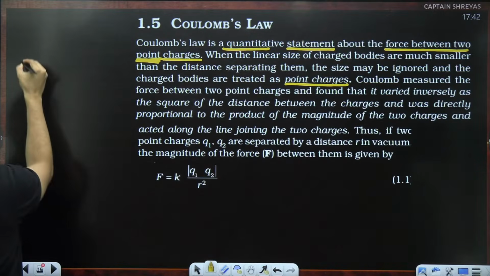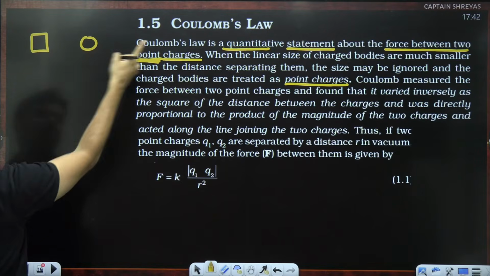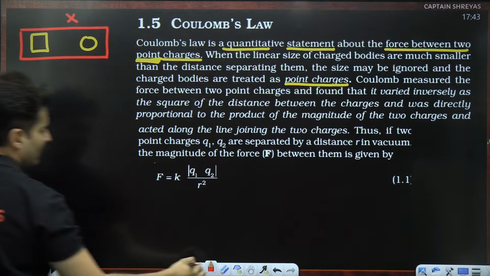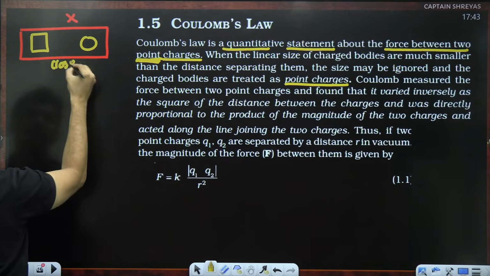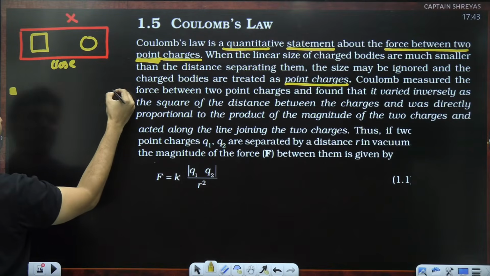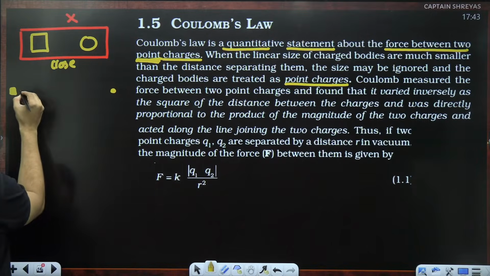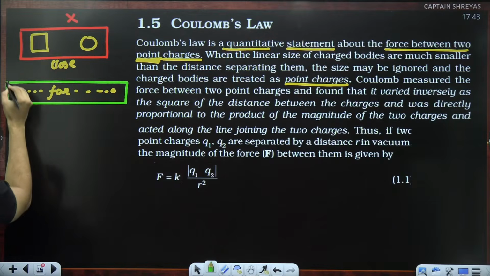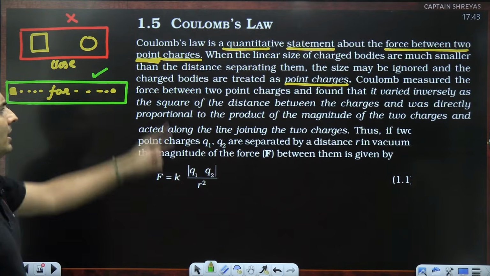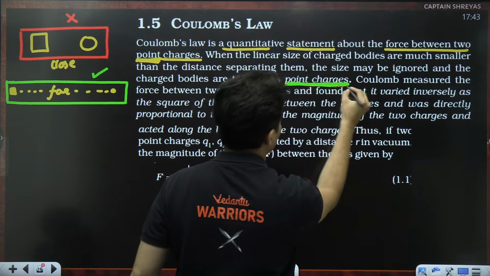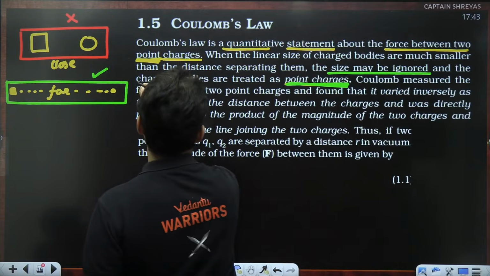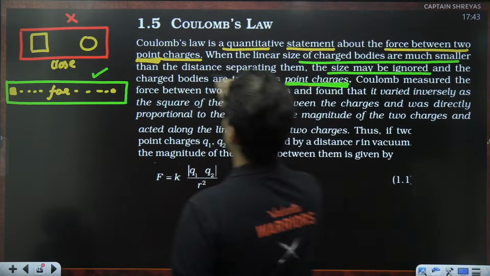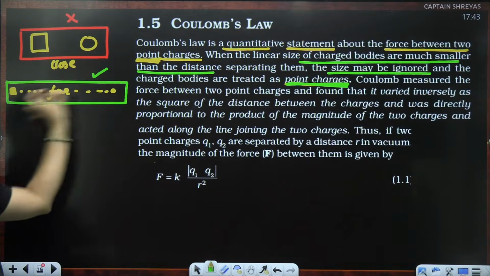So just imagine there is a cube and a sphere. I cannot use Coulomb's law 100% because they are very, very close right now. But imagine this cube goes very, very far, like 5-6 kilometers away from the sphere. Because they are now very far away, I am allowed to use Coulomb's law. I can treat this like a point and this like a point, and then apply Coulomb's law. So the size may be ignored and the charged bodies are treated like point charges when the distance is very large, when the linear size is small compared to the distance. The size of the sphere and the size of the cube are small compared to the distance.